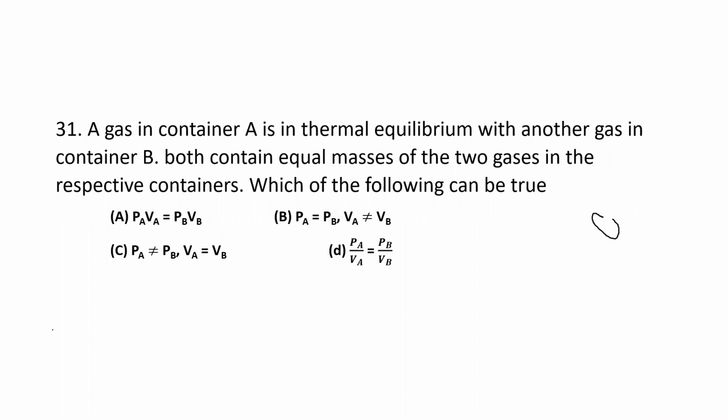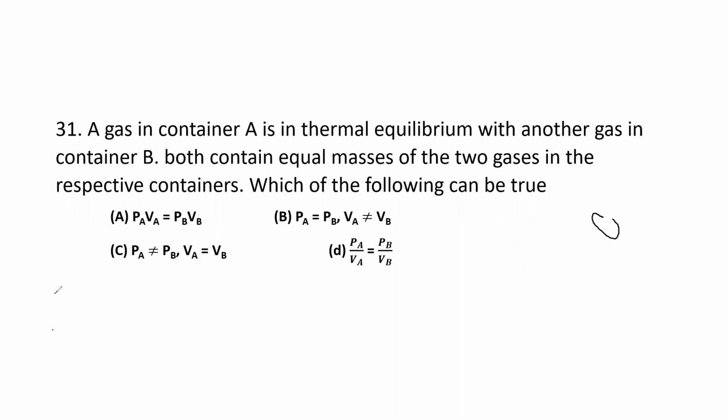So what they have said: a gas in container A is in thermal equilibrium with another gas in container B. Both have equal masses. Then which of the following conditions is true? So we can verify this one. See here, according to this problem, what we can write?